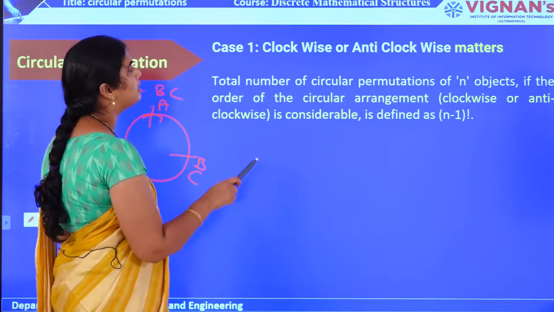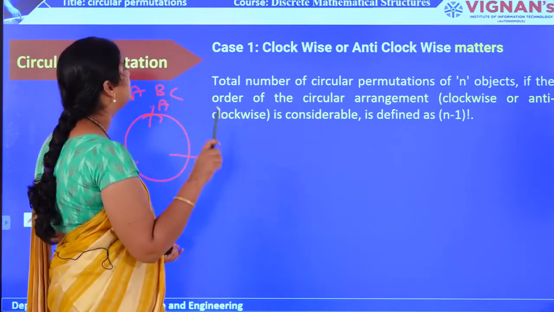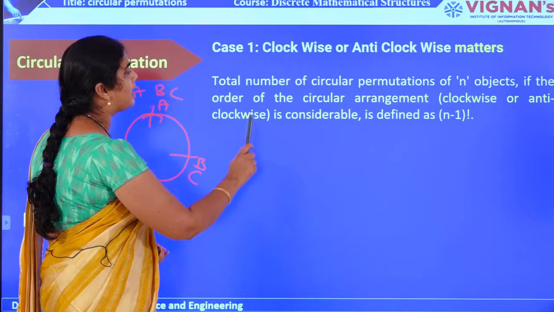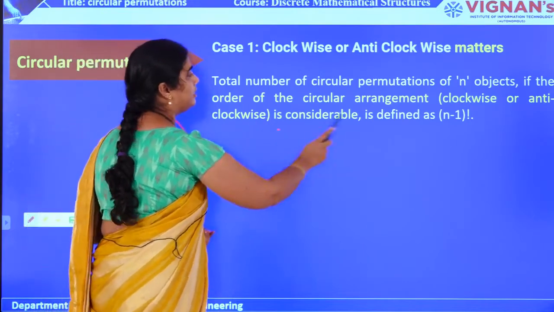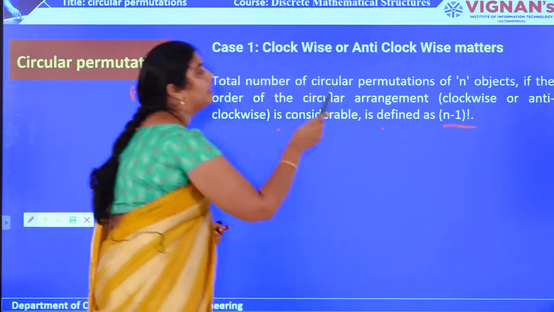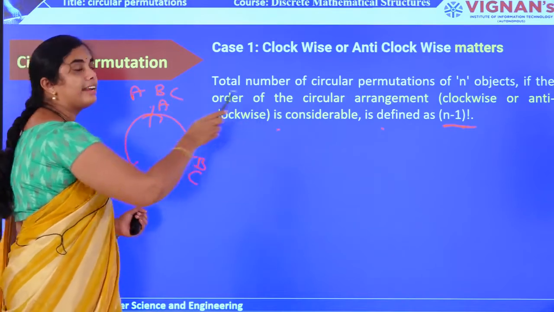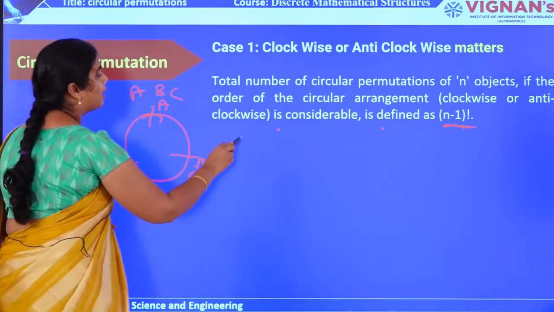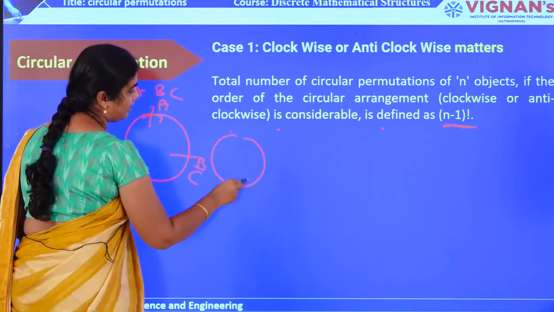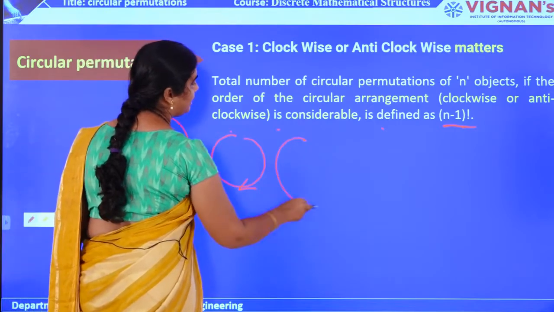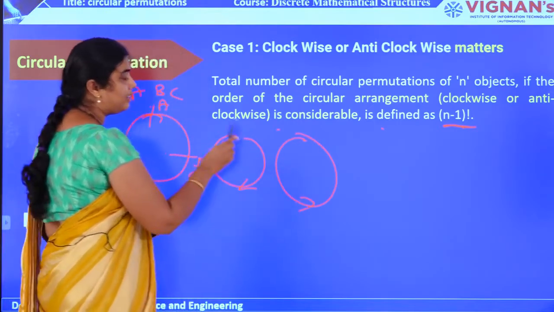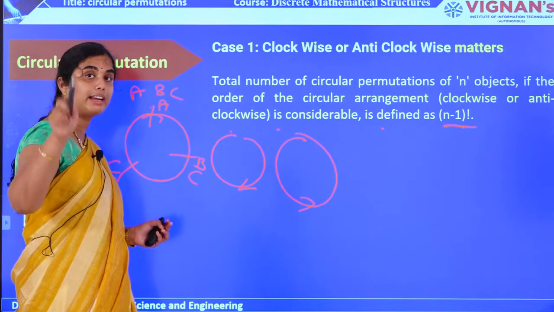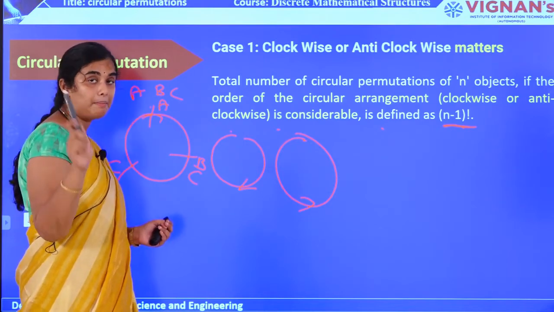Okay. Firstly, let us see the definition. The total number of circular permutations of n objects, if the order of the circular arrangement is considered, is defined as n minus 1 factorial. The order of the circular arrangement is nothing but whether it is clockwise, that is, here it is clockwise, or anti-clockwise. That means whether it is clockwise or anti-clockwise is considered.